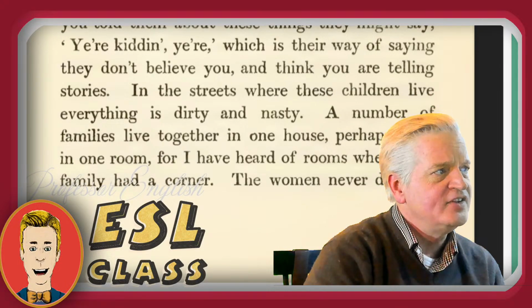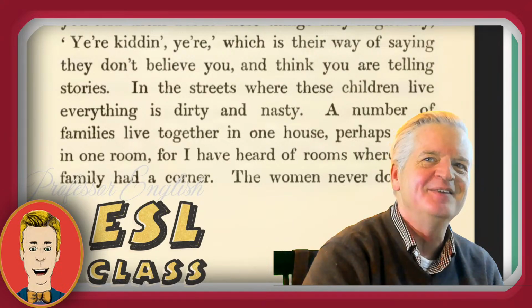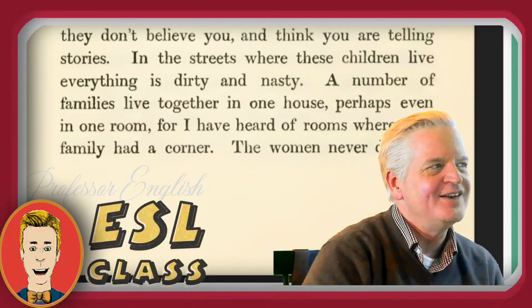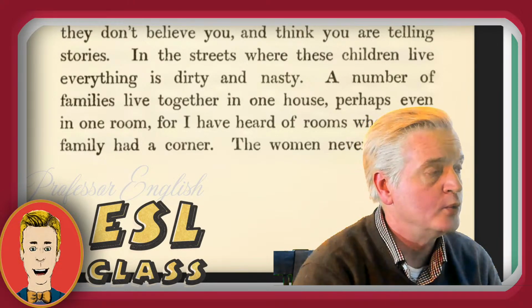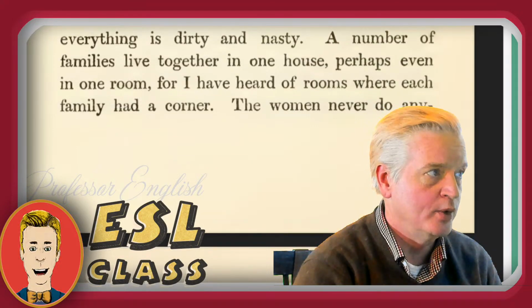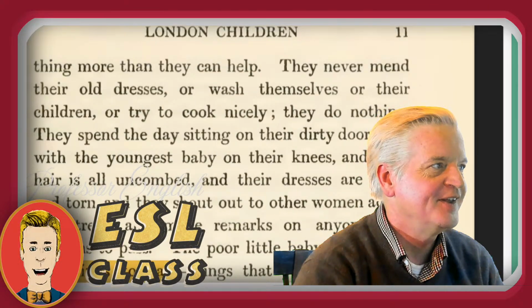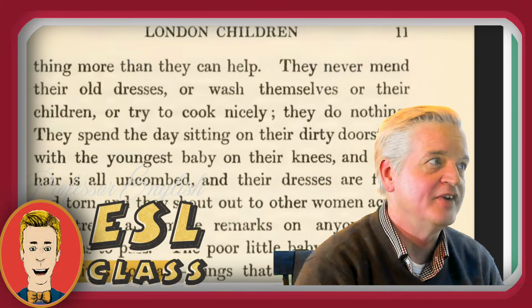In the streets where these children live, everything is dirty and nasty. Nasty means like disgusting or horrible. And a number of families live together in one house, or perhaps even in one room. For I have heard of rooms where each family had a corner. The women never do anything more than they can help. So they're saying the women are very lazy.